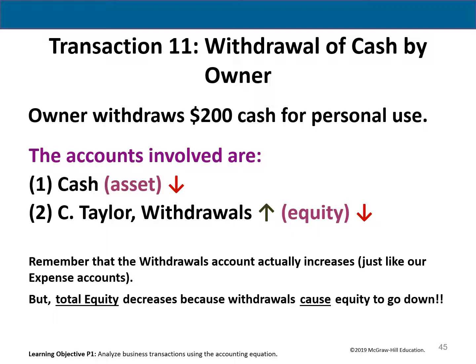I think this is our final one. Withdrawals of cash by the owner. So the owner withdraws $200 cash for personal use, and the owner can do that. So they took $200 out of the business checking account. So cash definitely decreases. What we want to do is keep track of all the money the owner takes out of the business. Where do we do that? In the withdrawals area and equity.